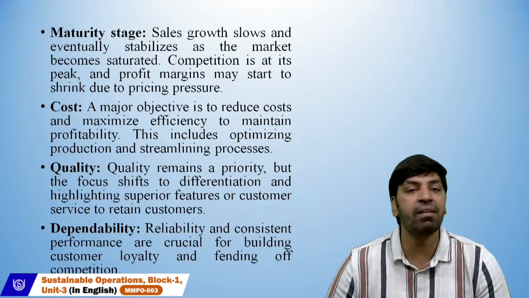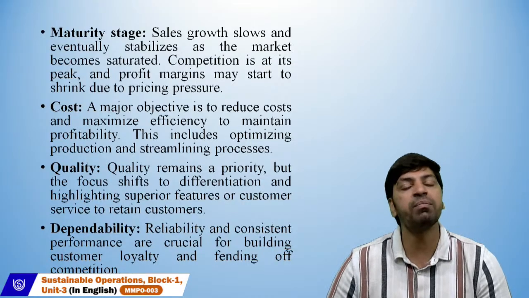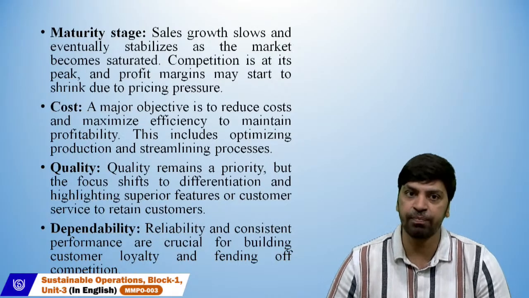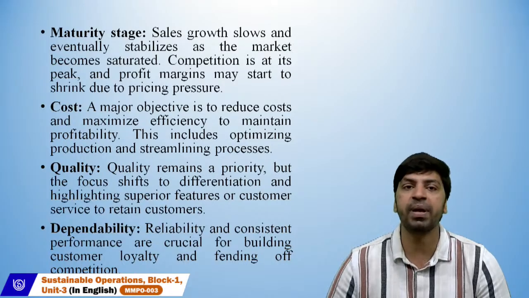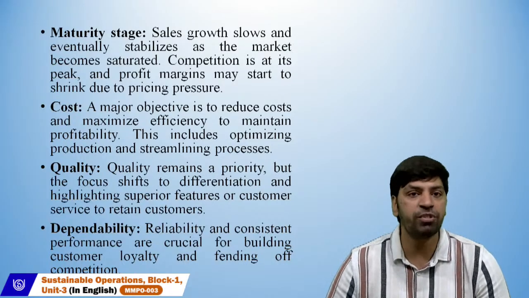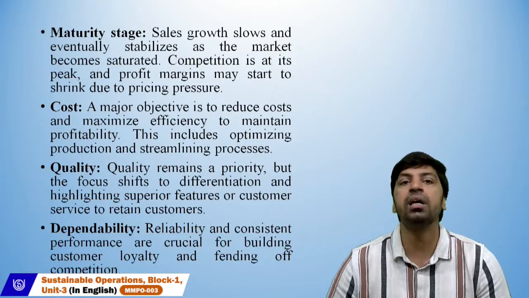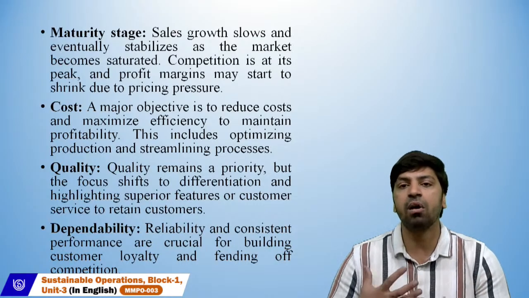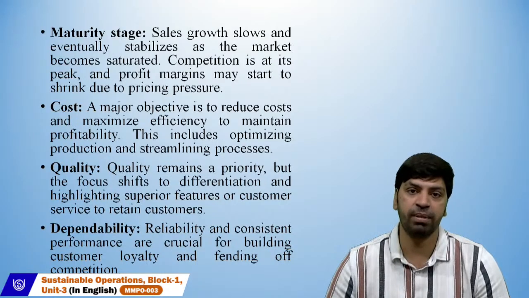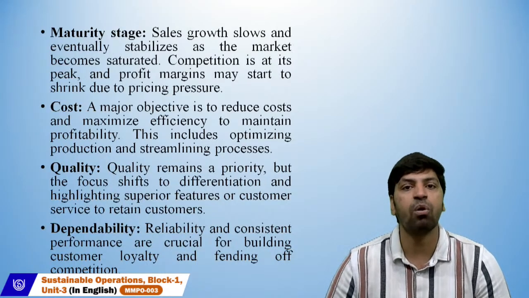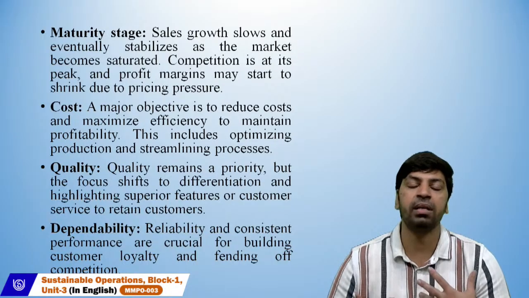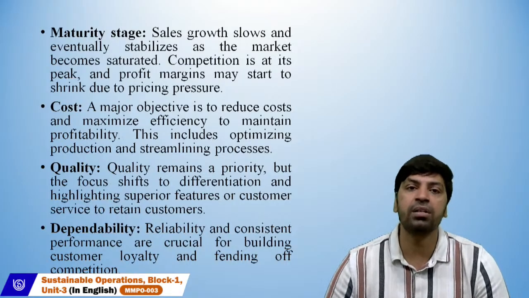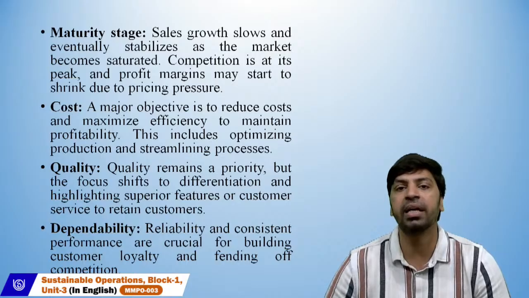Competition is at peak level under the maturity stage, and the profit margins also start to shrink due to pricing pressure. There are a few parameters or aspects which influence the company performance objectives, and the first one is cost. A major objective is to reduce the cost and maximize efficiency so that the organization can maintain profitability. Next is quality. Quality remains a priority as the organizational goal is also to provide the appropriate quality product to the customers in a target market.